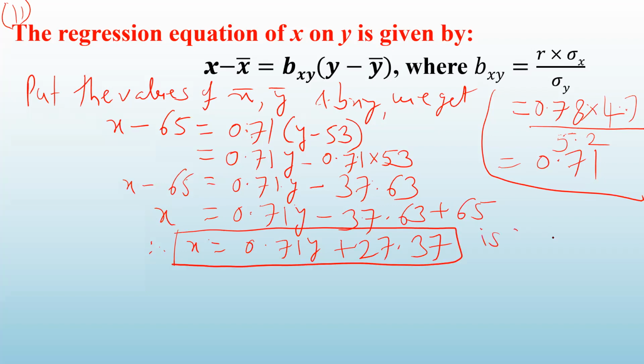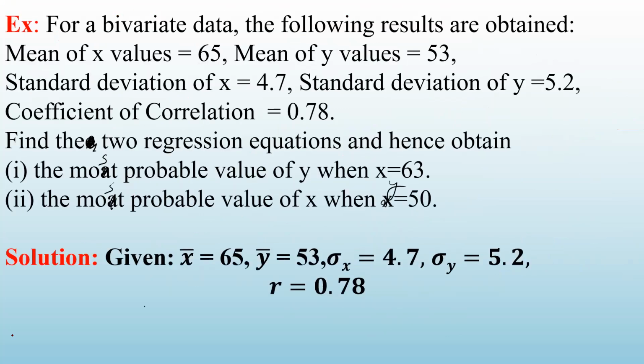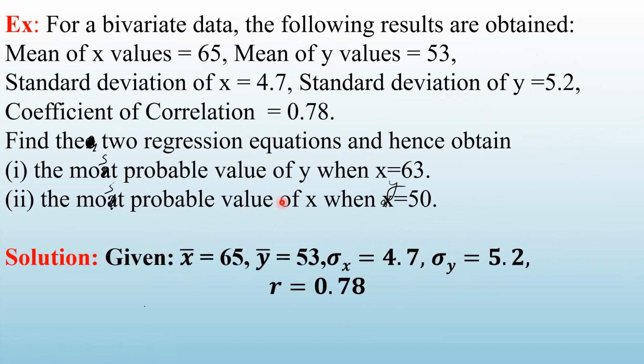So this is what we have got as the regression equation of x on y. Here x is written in terms of y, so this equation is used to calculate the value of x when y is given. Now what is the value of y given to us? Look at here: find the most probable value of x when y is 50. So you have to put the value of y as 50 and get the value of x.